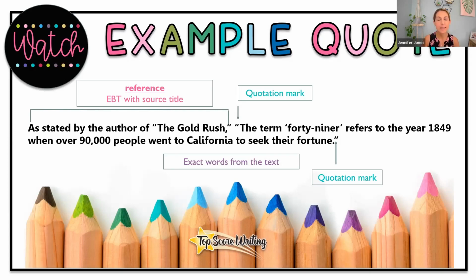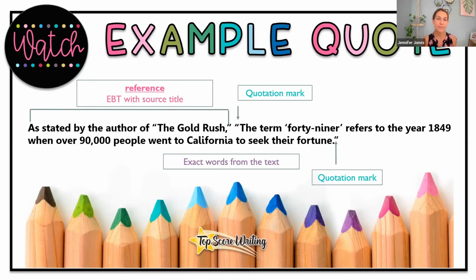And EBT is an acronym. It stands for evidence-based terminology. I know that sounds really fancy, but evidence-based terminology is really quite simple. It is simply a phrase that introduces your reader to the title of the article, or the author's name, or the page and paragraph number. It introduces your reference. So as stated by the author is an example of an EBT phrase. And don't worry, I'm going to give you more examples in just a moment.